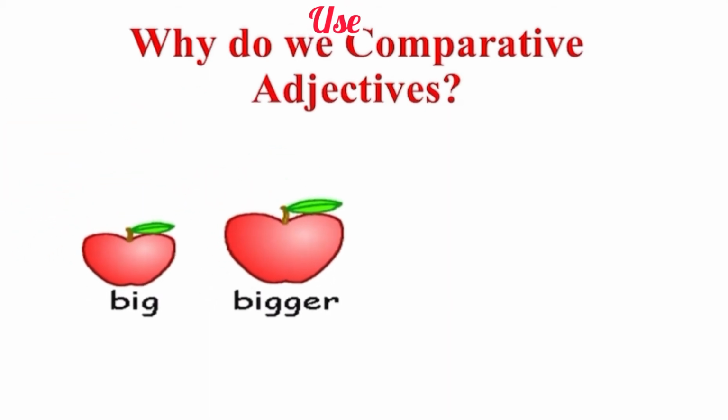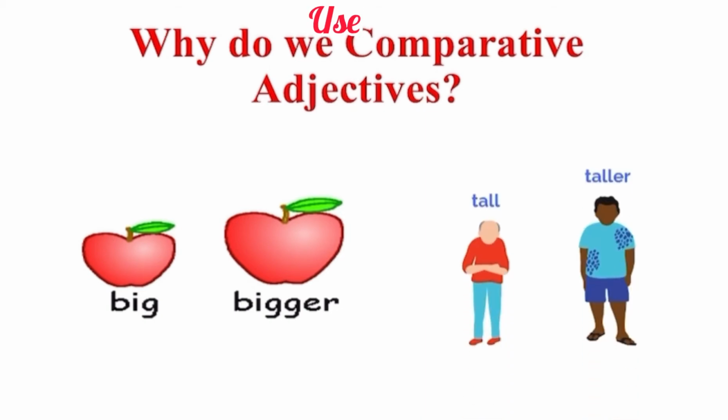For example, here we have big and bigger. So we compare two apples. Or you can describe or compare person to person. For example, look at this picture. You compare the height of two persons. So we say tall and taller. Okay. So let's see the full lesson.